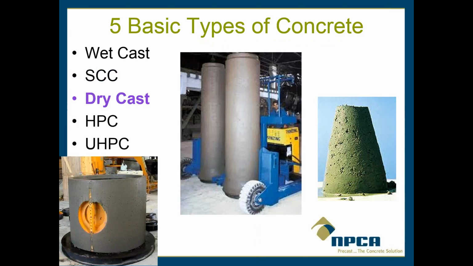Dry cast is a unique type of concrete. It usually has a water to cement ratio ranging from 0.3 to 0.38, and this is also called no slump concrete. If you do your slump test, it's supposed to be 1/4 inch or less.